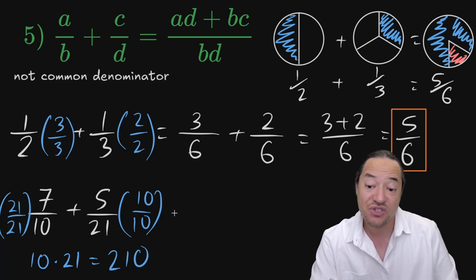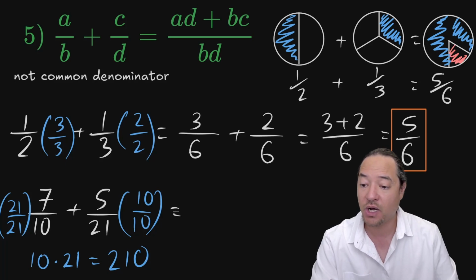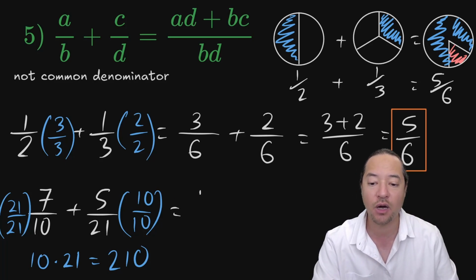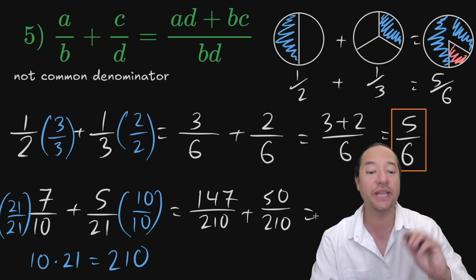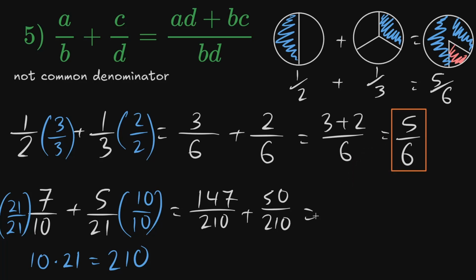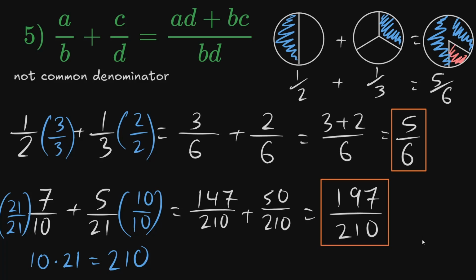Now we just do the addition. Okay, so well, we have to transform this. So 21 times 7, that's going to be 147/210. And 5 times 10, well, that's 50/210. Now we can add them together because they share a common denominator. We're going to get 197/210. And now we're done, okay?